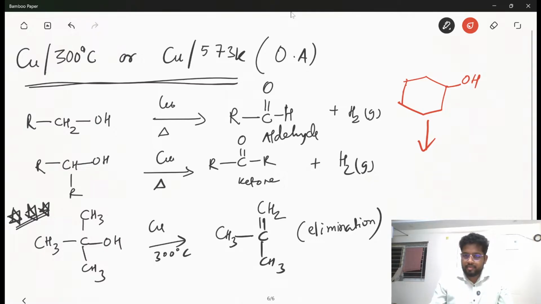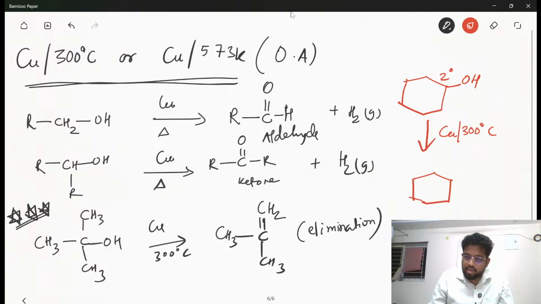Now, see, in this one, again you are treating with copper at 300 degrees centigrade. What will happen? Tell me the degree of this alcohol. Yes, sir, that is a 2-degree alcohol. So a 2-degree alcohol will convert to the respective ketone. We get the respective ketone when we treat a 2-degree alcohol.